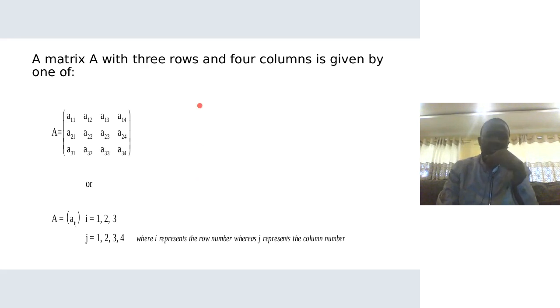Next, we can look at a matrix A with 3 rows and 4 columns. This one will be defined as a 3 by 4 matrix, simply because it has 3 rows, that is row 1, row 2, then row 3, but the columns are 1, 2, 3, 4. So we have 3 rows and 4 columns, and therefore we define this matrix as a 3 by 4 matrix.